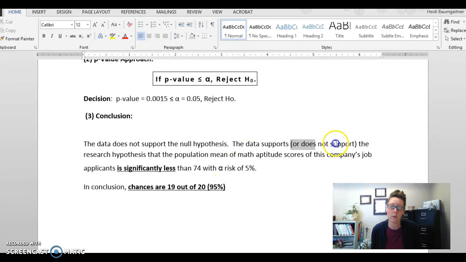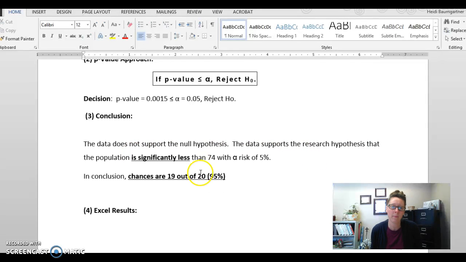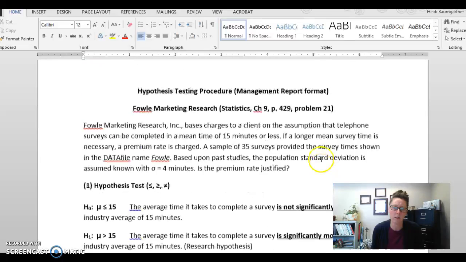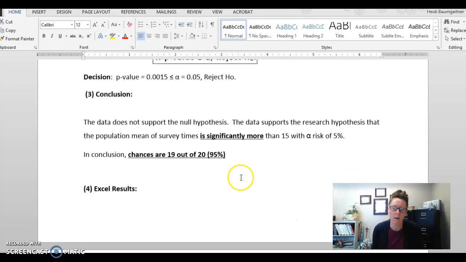Instead, the data supports the research hypothesis, or the alternative hypothesis, that the population mean, this is from a different problem obviously, the population mean of survey times is significantly more than 15 with an alpha risk of 5%. And we are getting this research hypothesis right up here. Is significantly more than 15. Put minutes.